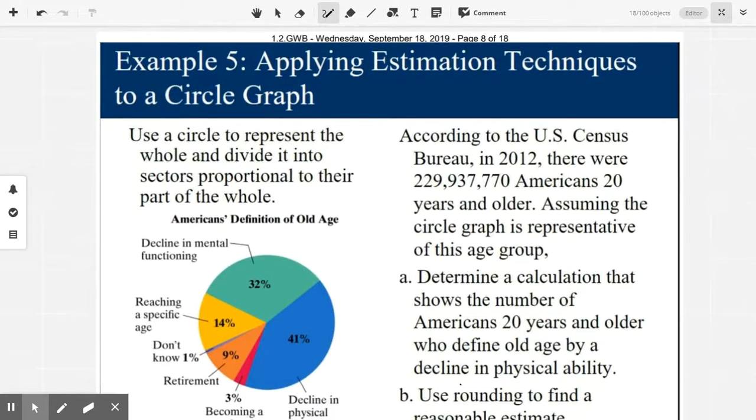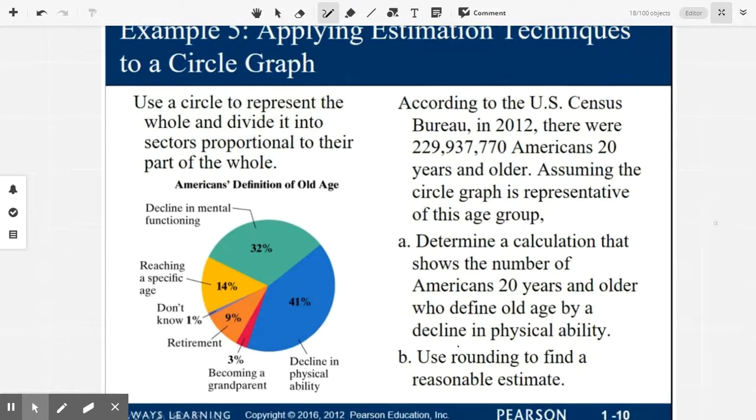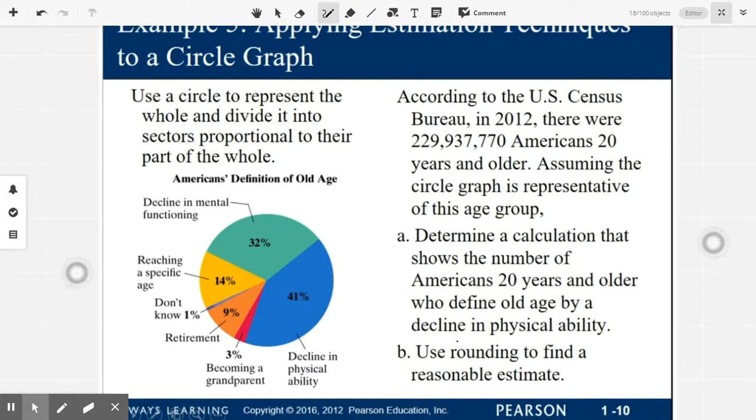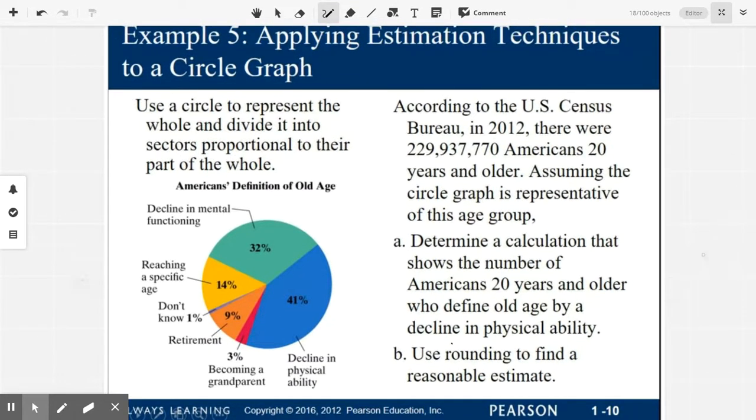All right, so looking at a graph, this particular one here is a circle graph, right? Little pieces of the pie that represent all parts, right? The whole thing is always going to add up to 100%. So use a circle to represent the whole and divide it into sectors proportional to their part of the whole.